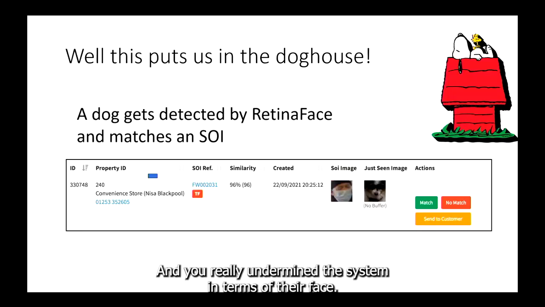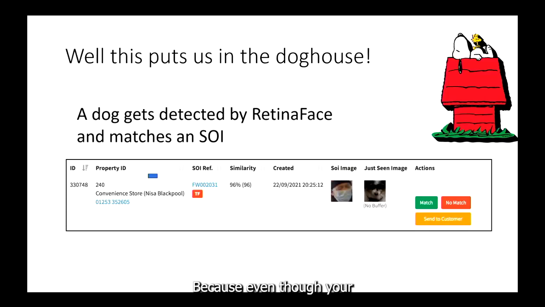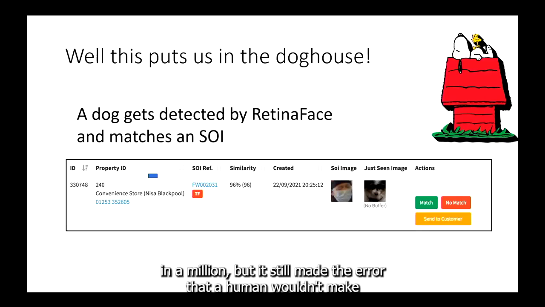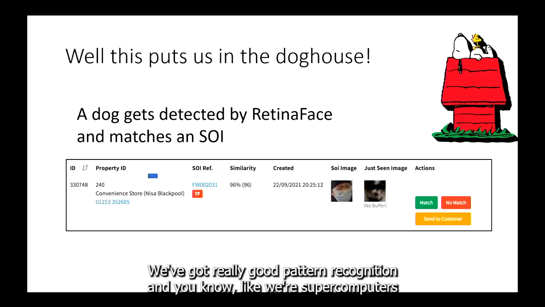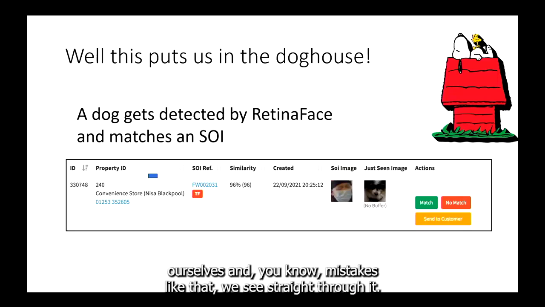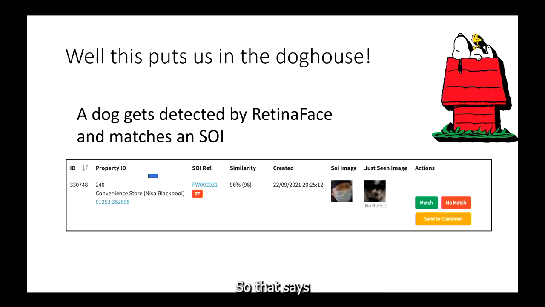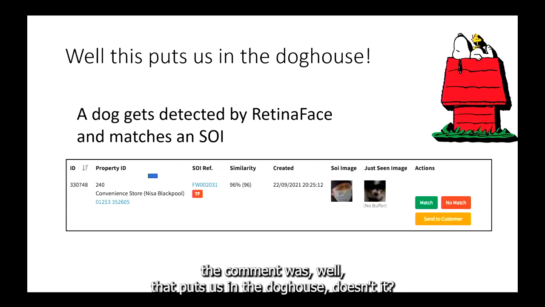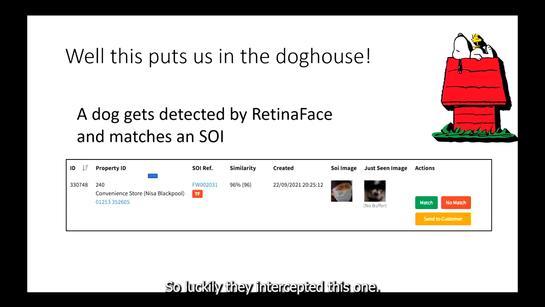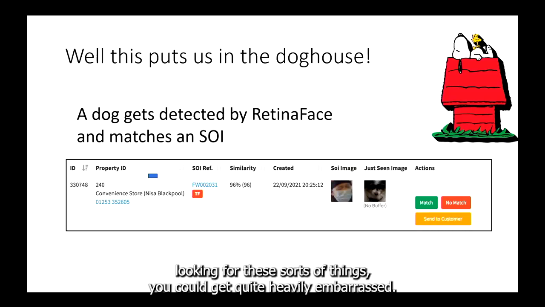And you really undermine the system in terms of people's faith. Because even though the error rate might be low, if the errors are egregiously wrong, people start to say, hang on, the system's garbage. Look, it made this error. And it might have been 1 error in a million, but it still made an error that a human wouldn't make. Because the trouble is we've got really good pattern recognition, and we're supercomputers ourselves, and a mistake like that we see straight through, even if our average performance may not be better than these systems, and it isn't. So the comment was, well, that puts us in the doghouse, doesn't it? Luckily they intercepted this one, but if you don't have a human in the loop looking for these sorts of things, you could get quite heavily embarrassed.